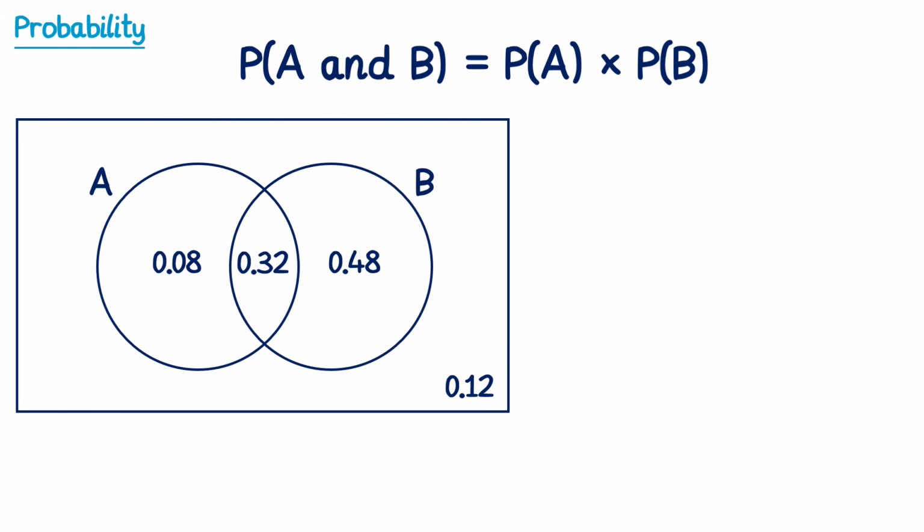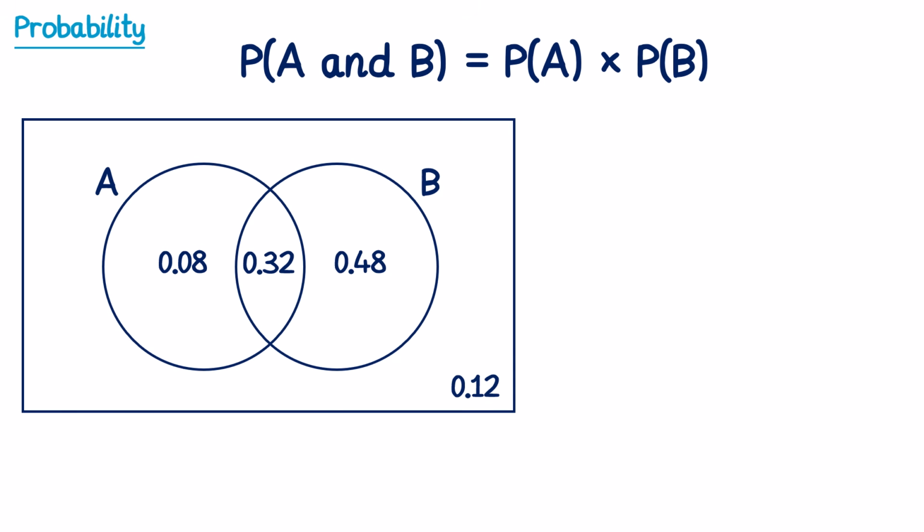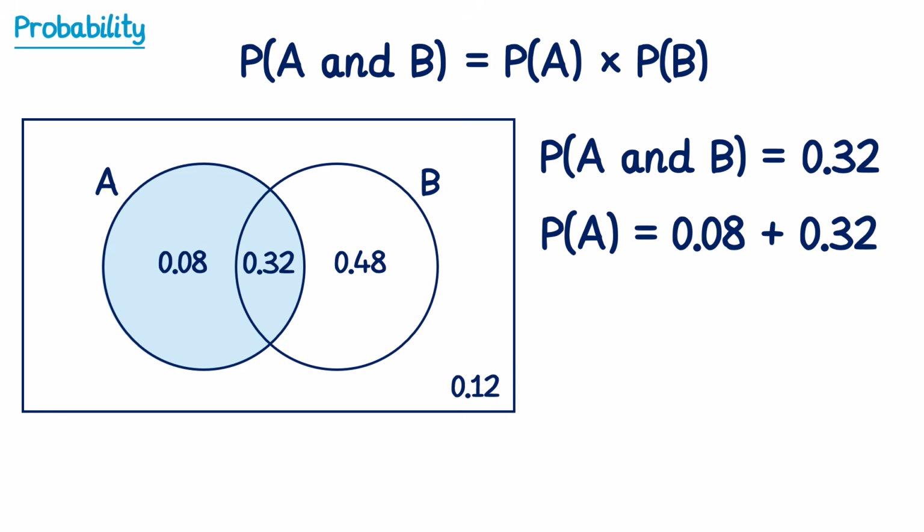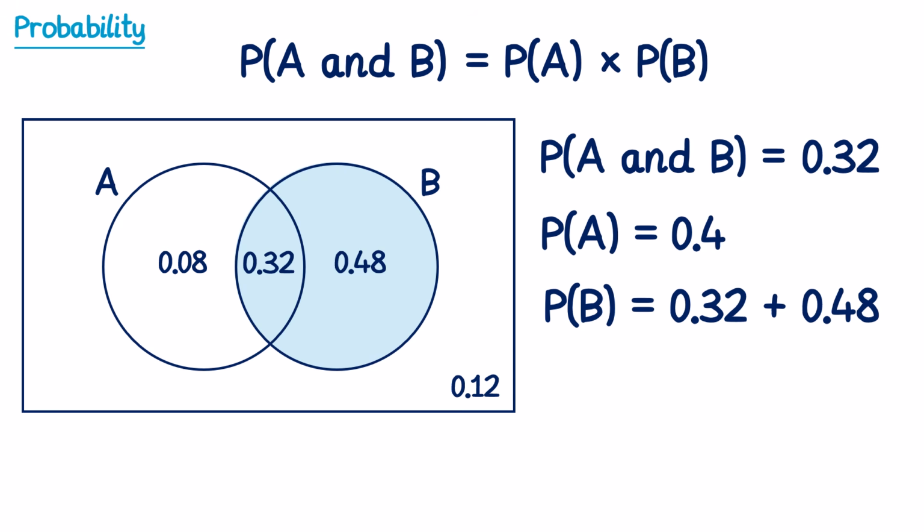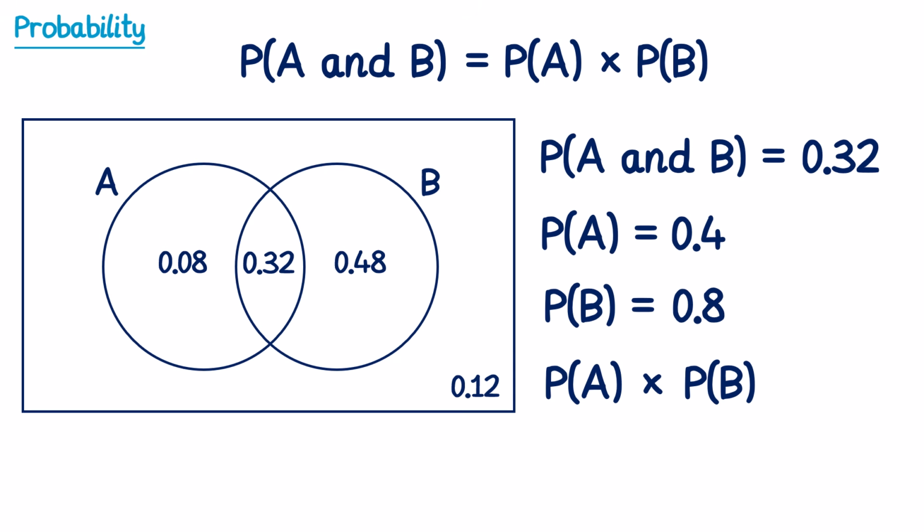For example, if we had this Venn diagram here and we wanted to know if the events A and B were independent, we could work out the probability of A and B, which is this overlapping section here in the middle, so 0.32. The probability of A is the sum of the probabilities from this circle here, so 0.08 plus 0.32, which is 0.4. And the probability of B is the sum of the probabilities from this circle, so 0.32 plus 0.48, which gives you 0.8. We can now test if the formula holds by multiplying together the probabilities of A and B. So the probability of A multiplied by the probability of B is 0.4 multiplied by 0.8, which is 0.32.